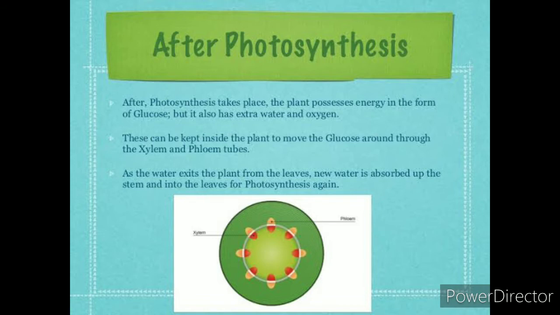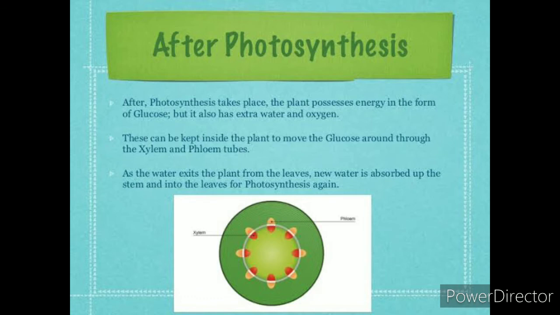Then the excess water: some of the water will be used by the plant itself, and the other excess water will be lost to the atmosphere through the process of transpiration through stomatal opening. So this is what happens in the case of water and oxygen. Then this glucose and water can also be kept inside the plant and moved to different parts of the plant through the xylem and phloem tubes.